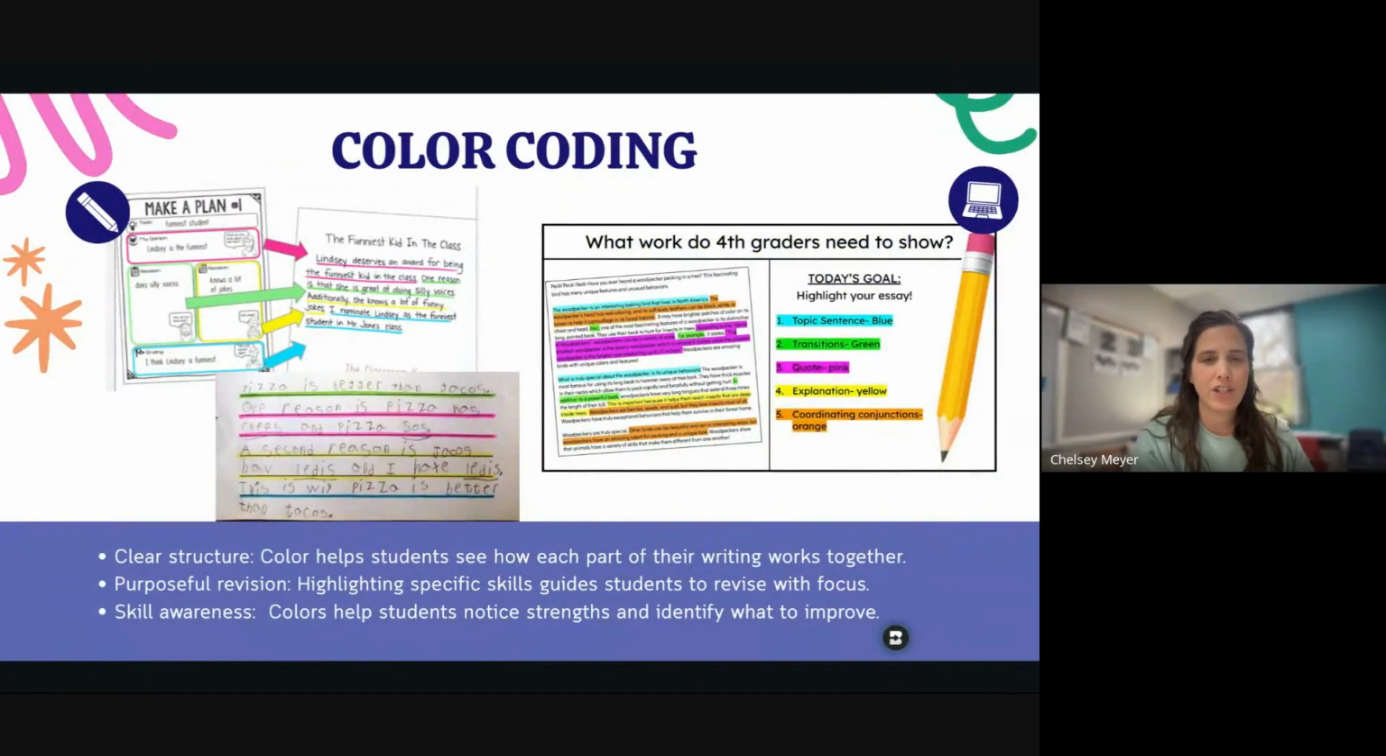Okay, our second strategy is color coding. So many of you have probably used a color coding system for a variety of different ways in all content areas, but specifically in writing, we're going to talk about different ways you could use it to really just represent information visually for your students.